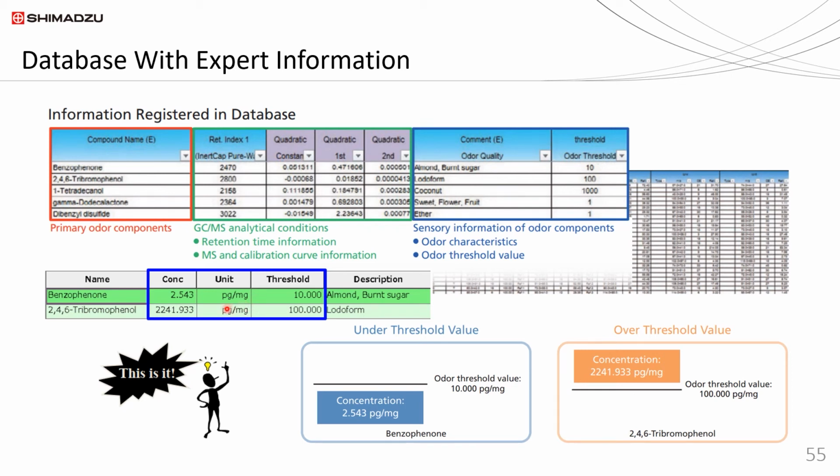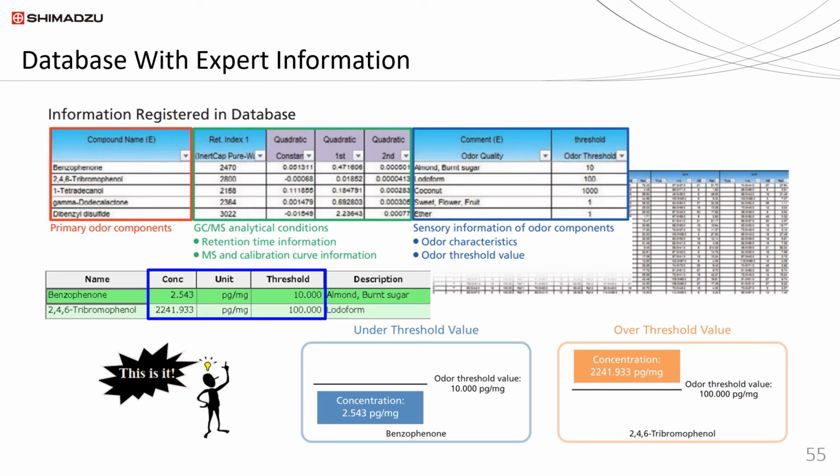In this example, the concentration of benzophenone is about 2 picogram per milligram, which is way below the odor threshold of 10 picogram per milligram. On the other hand, 2,4,6-tribromophenol has a concentration of 2,000 picogram per milligram, which is way above the threshold of 100 picogram per milligram. So if these two compounds were to elute at the same time, the tribromophenol will be responsible for the odor detected by the sniffer unit.